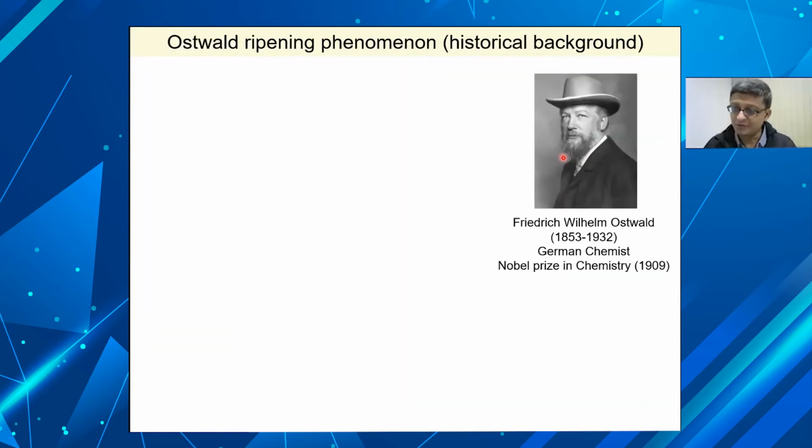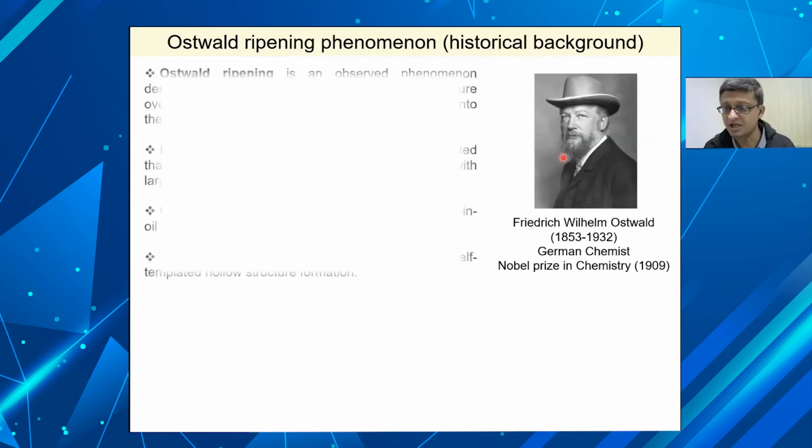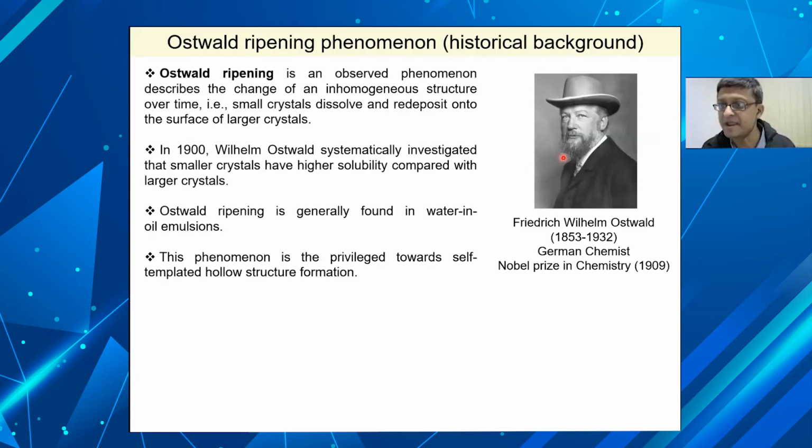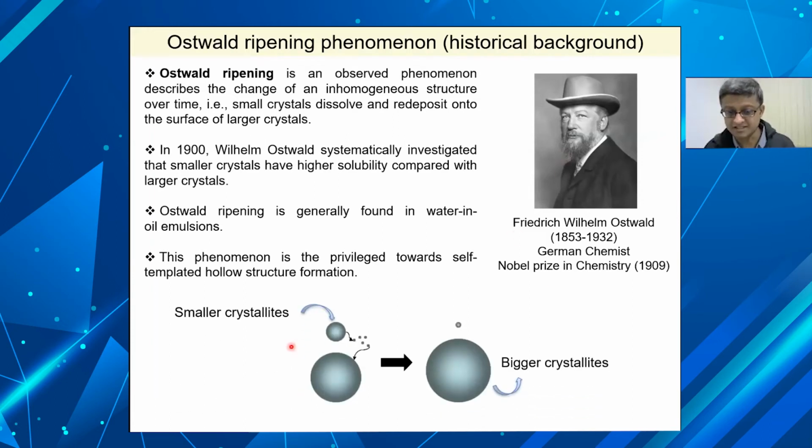So what we did is we studied the literature a little bit carefully, and Wilhelm Ostwald had already said more than 100 years ago that if you have smaller crystallites, they will sacrifice themselves so that the bigger crystallites grow bigger and larger and larger. So he had already said that long ago. He got the Nobel Prize in Chemistry in 1909 for his beautiful Ostwald ripening concept.